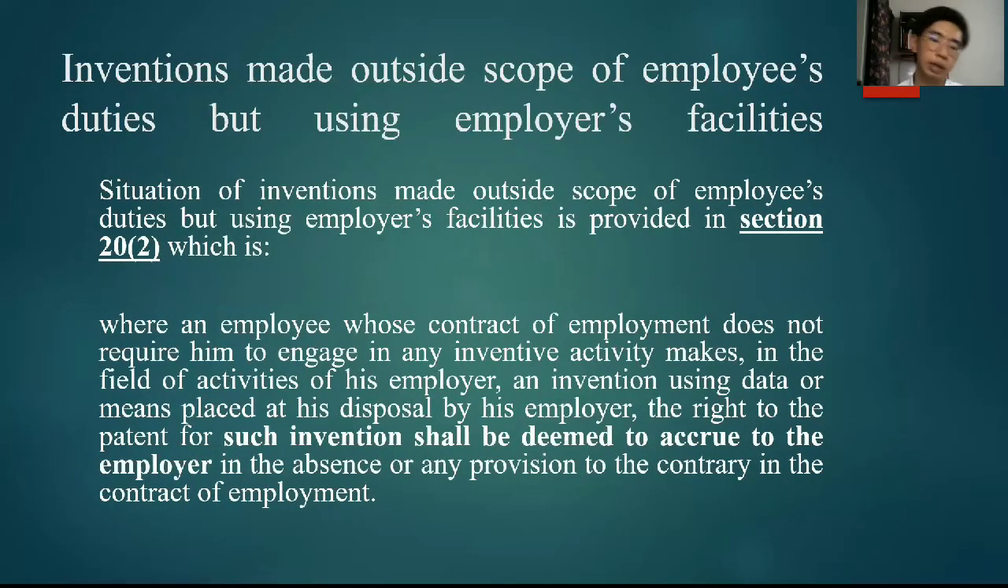So what if the invention is made outside of the scope of the employee's duty but using employer facilities? Now, according to section 20, subsection 2 as well, if an employee made an invention that is not his duty, but using the employer facilities, according to this section, the patent will be granted to the employer as well.